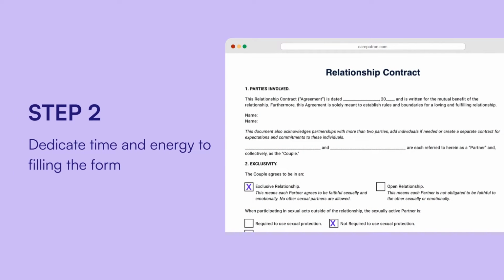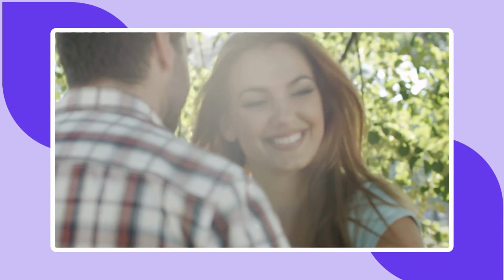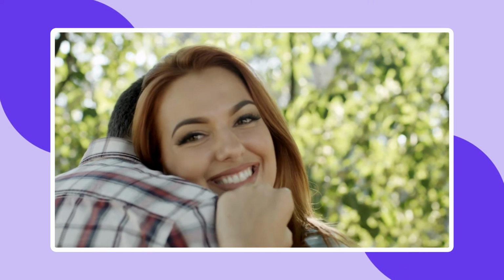Dedicate time and energy to filling the form. The discussions facilitated through the document may be difficult or bring up difficult emotions. It is important that everyone feels at ease. It may suit those involved in the relationship to look over the contract beforehand, think over certain aspects for discussion, and fill the document in over a few sessions.